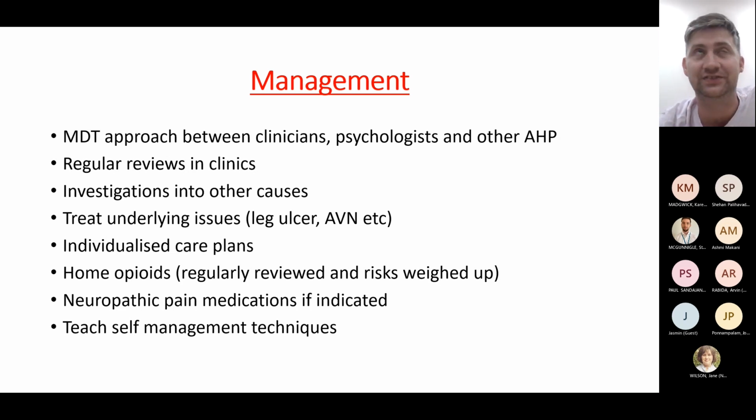We need to individualize care plans, home opioids if required, and they need to be regularly reviewed and risks weighed up. Neuropathic pain medications if indicated, so things like duloxetine or amitriptyline might be used in order to help with neuropathic chronic pain. And we need to help the patient help themselves, so we need to help with self-management techniques, things like breathing exercises, yoga, distraction techniques, things like that.